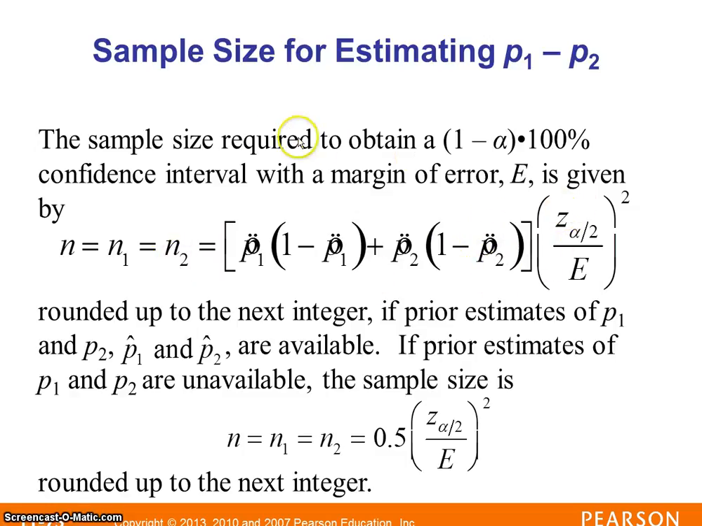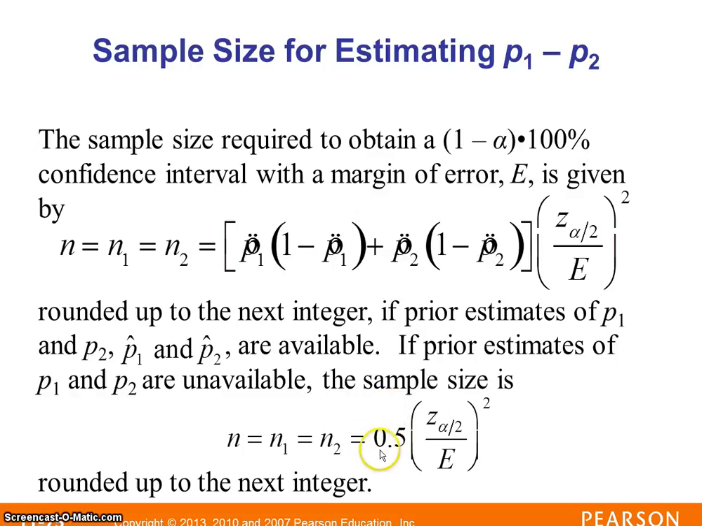And again, because you're using a confidence interval in this case, you'd want to take alpha divided by 2, look up the z value for that, and then divide by your margin of error squared. Now in a lot of cases you may not be able to obtain a prior estimate of P1 and P2. Those may not be available. So if a prior estimate isn't available, this formula simplifies. This part you can basically replace by 0.25 because that will give you the maximum value.